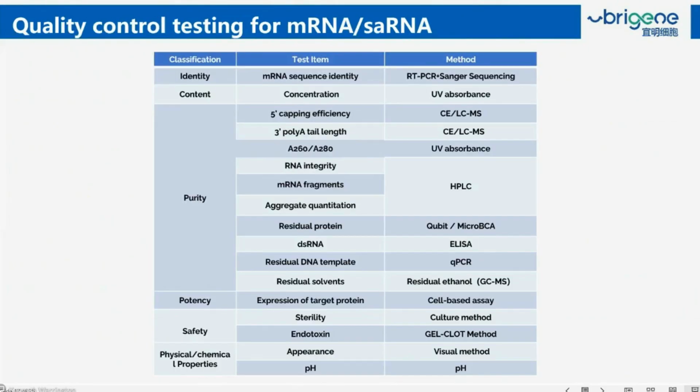Quality control release testing for mRNA and saRNA are similar, if not identical. Again, I won't go through all the list here, but obviously different assays compared to the guide RNAs would be its capping efficiency, poly-A length, RNA integrity, using a variety of methods that we can offer in-house, including potency assays and the development of cell-based, depending on your targets, and the typical safety testing.